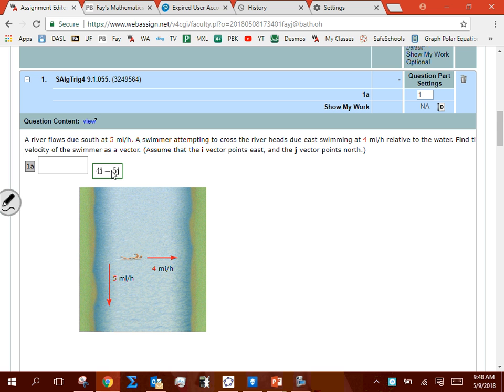How does that 4i minus 5j help me determine how fast I'm actually swimming?